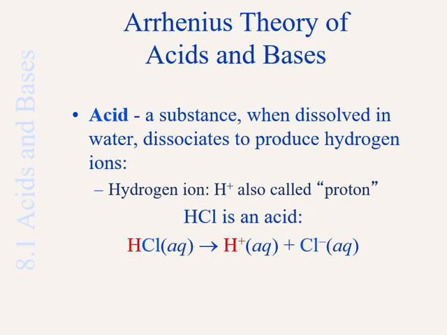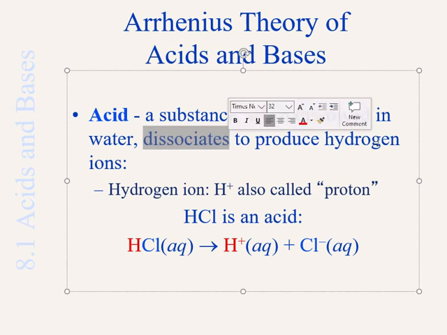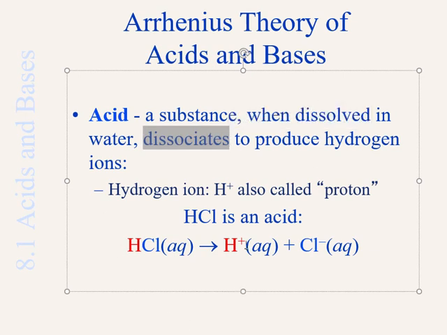So according to the Arrhenius theory of acids and bases, an acid is a compound which when you dissolve it in water, dissociates to produce hydrogen ions. Here is the hydrogen ion. So HCl is an acid. It's called hydrochloric acid. When it's dissolved in water, we write down aq and it produces H+ and Cl-. We ignore the chloride ion part. It's this part by which we classify it as an acid.